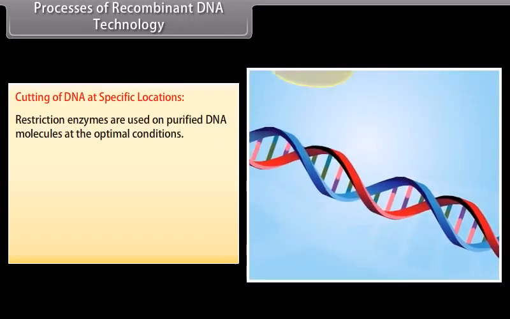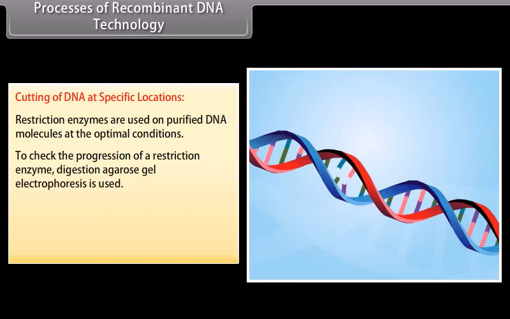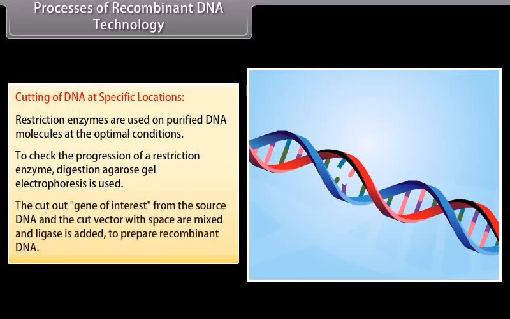Cutting of DNA at specific locations. Restriction enzymes are used on purified DNA molecules at the optimal conditions. To check the progression of a restriction enzyme digestion, agarose gel electrophoresis is used. The cut-out gene of interest from the source DNA and the cut vector with space are mixed and ligase is added to prepare recombinant DNA.